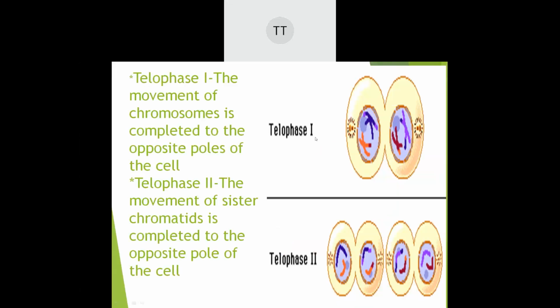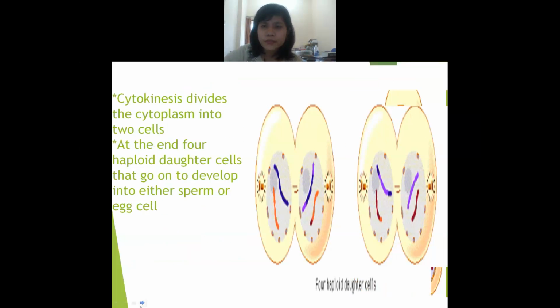Okay, next is Telophase 1. So in Telophase 1, what happens? There is a movement of the chromosomes. This is the chromosomes. What will happen here? These chromosomes will be completely at the opposite side. You can see from the picture itself, this one and this one, they are completely at the opposite poles. This thing occurs in telophase 1.